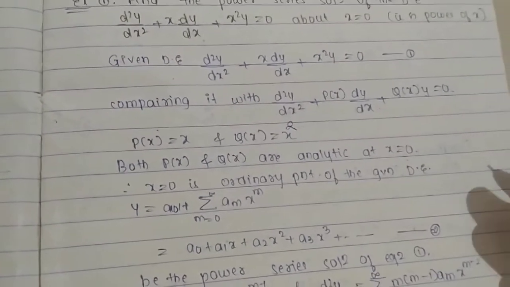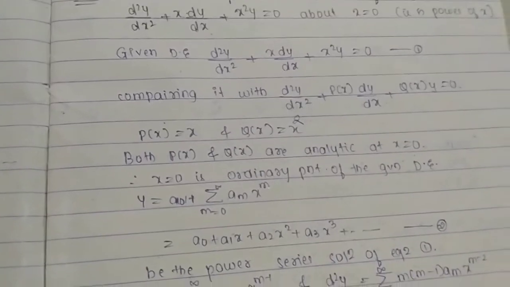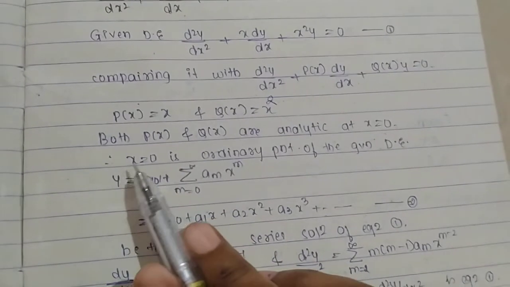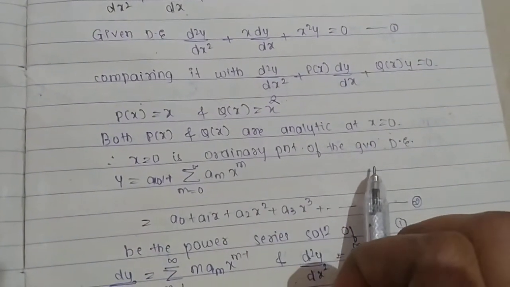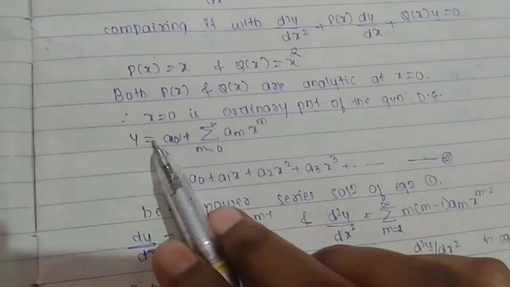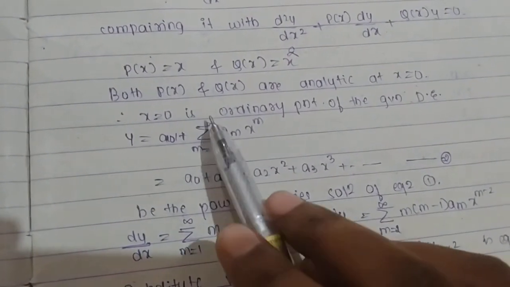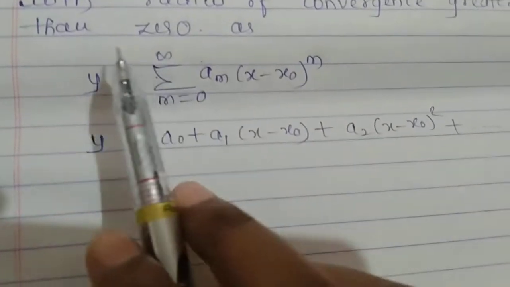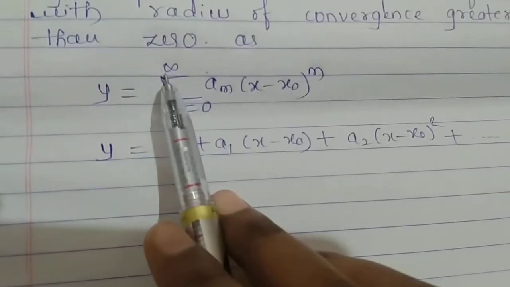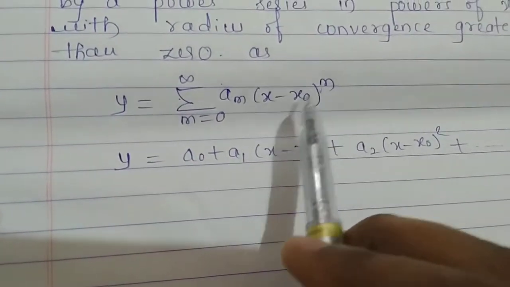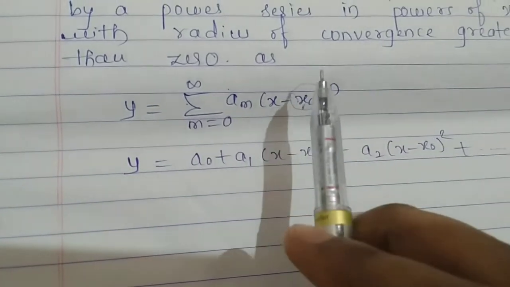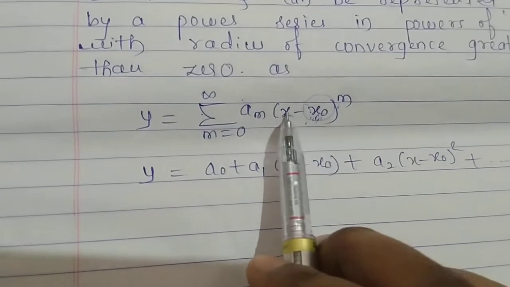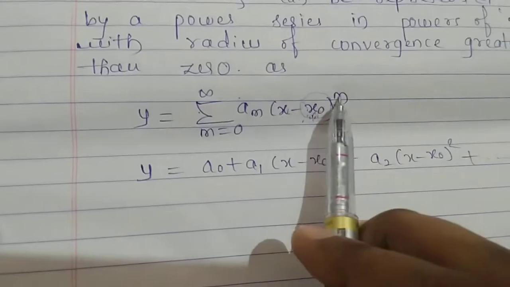And if it is not ordinary, then we have another method to solve for the power series solution, and we will discuss it in a later video. So now x equal to 0 is an ordinary point of the differential equation. Then my solution will be y equal to summation m equal to 0 to infinity a_m x^m, because the standard solution is y equal to summation m equal to 0 to infinity a_m (x minus x_0)^m, where x_0 is the ordinary point, and here my ordinary point is 0. So therefore my (x minus x_0) becomes x^m.